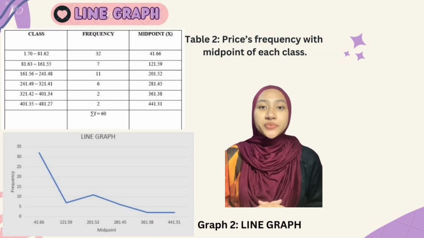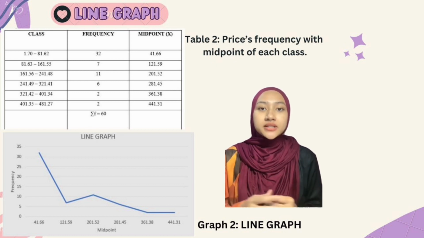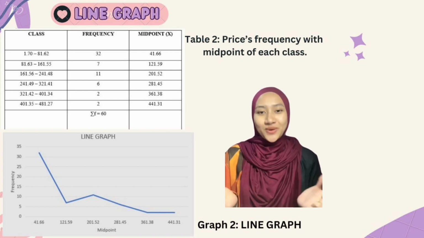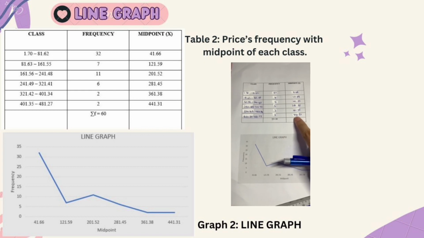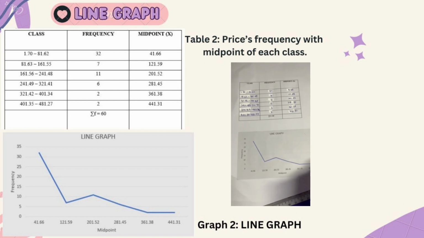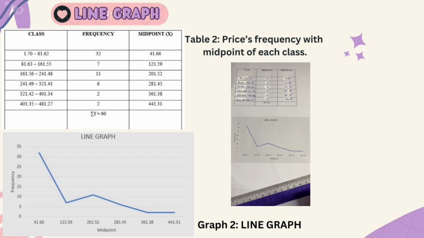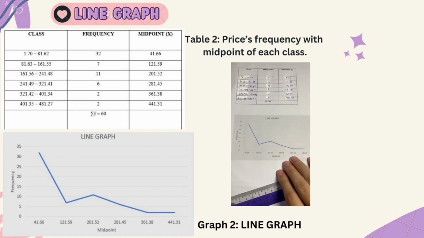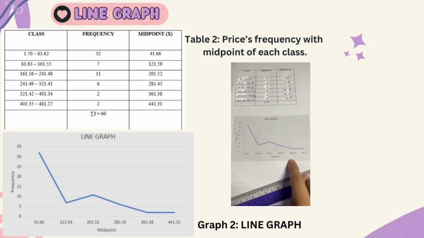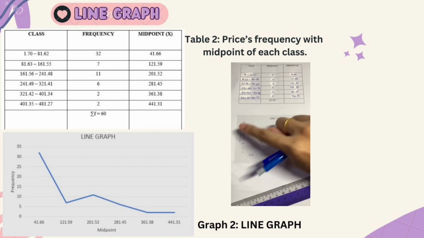The next graphical representation is the line graph. Before we draw the line graph, we need to find the data first. For the line graph, we need to use midpoint and frequency. So Table 2 shows the data for price frequency with the midpoint of each class. As you can see, this is how the line graph looks after we insert the data. We can draw the line graph using the previous data that we calculated as well. The horizontal scale represents midpoint, meanwhile the vertical scale represents frequency.